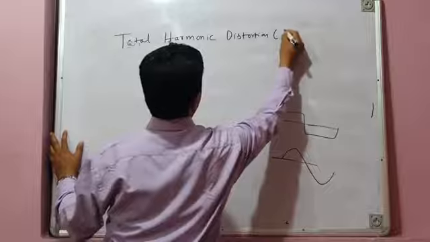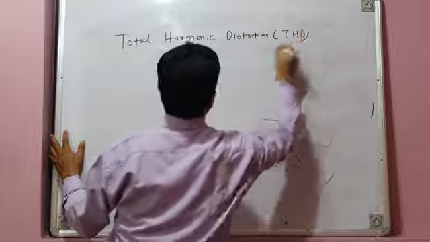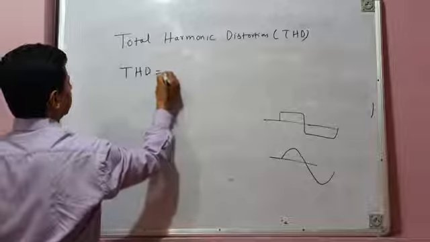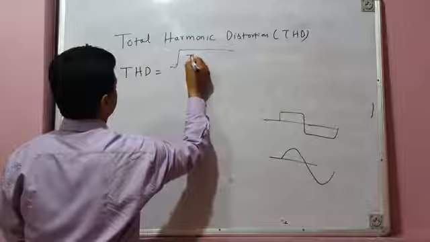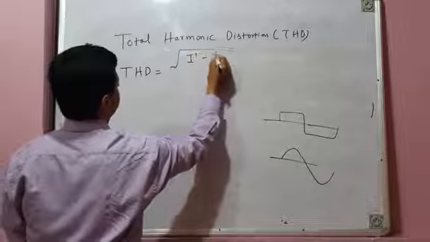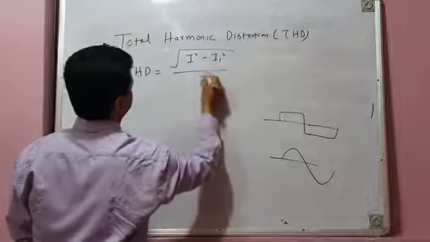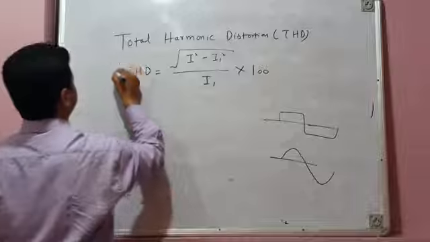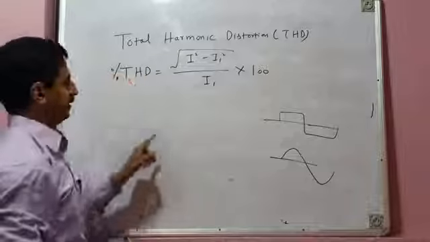And it is called THD. This THD of the source current is given by this expression, under root of I square minus I1 square divided by I1. And if you find percentage, multiply it by 100. So that will give you percentage THD.